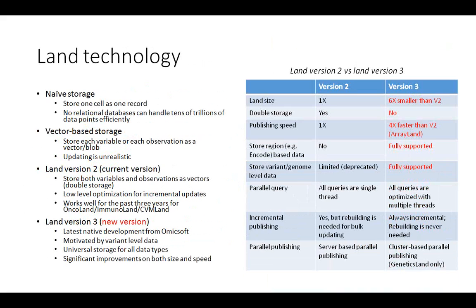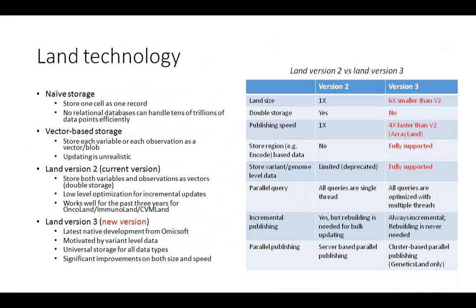Publishing is 4 times faster. So even TCGA takes maybe 2 to 3 hours, depending on your computer, and that's a big dataset. We fully support regions as part of this ENCODE effort, so later on, ChIP-seq type data can be stored in NAND. It is fully supported in GeneticsLand. That's why we have a product that we will release next.